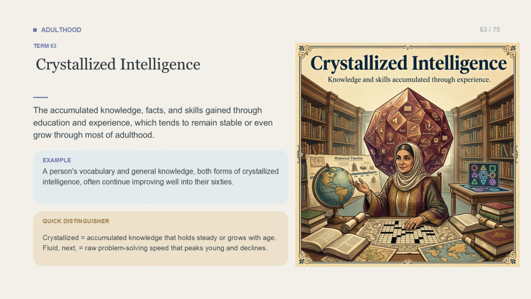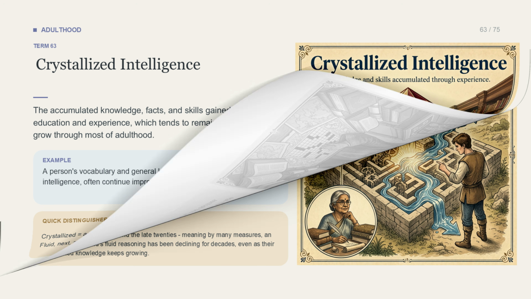63. Crystallized intelligence. Crystallized intelligence is the accumulated knowledge, facts, and skills gained through education and experience, which tends to remain stable or even grow through most of adulthood. For example, a person's vocabulary and general knowledge, both forms of crystallized intelligence, often continue improving well into their 60s.